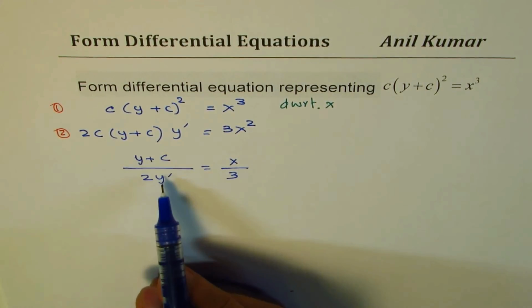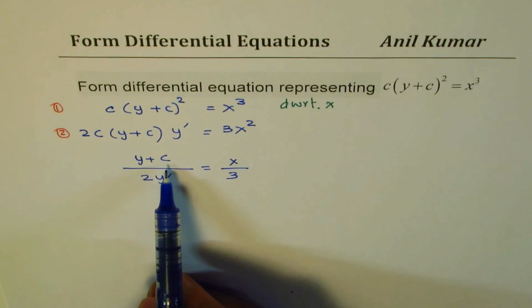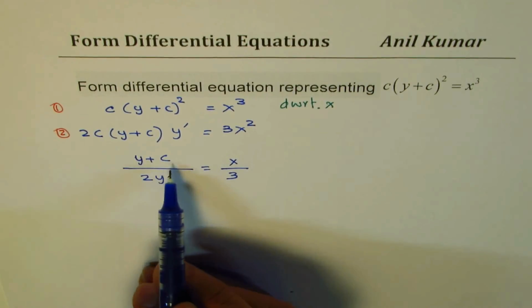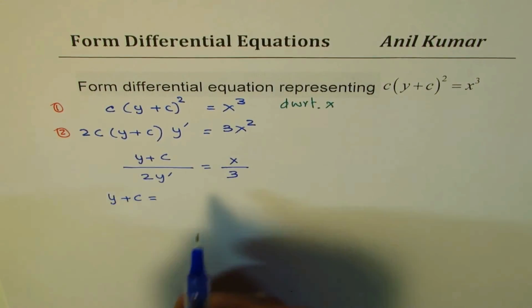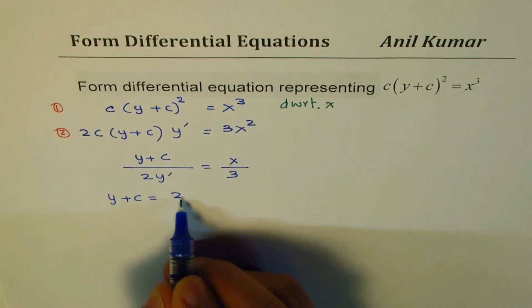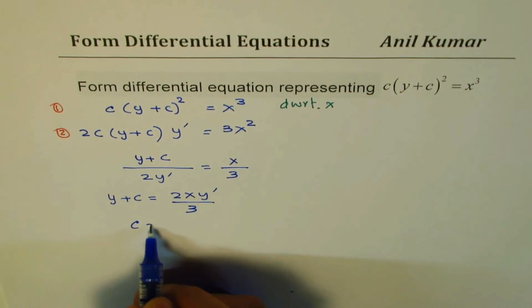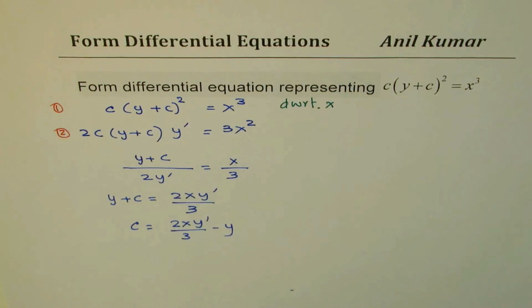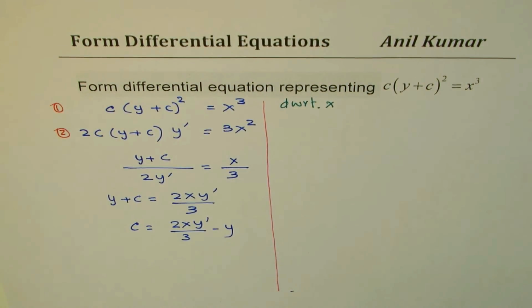So we have eliminated c, however we still have c in our equation. We have to eliminate that also, correct? So to eliminate this, we can cross multiply and then take away y. So we can now write y plus c as equal to 2xy prime over 3, or we can say c is equal to 2xy prime over 3 minus y. So we have a value of c now. We can substitute this value of c back into the original equation to get the required differential equation.